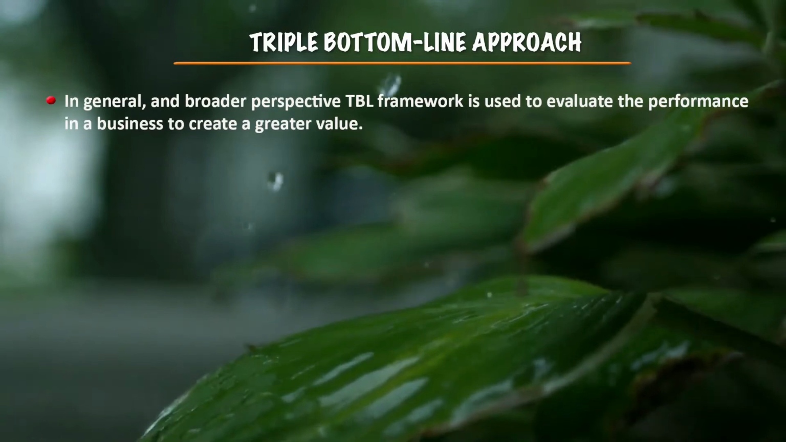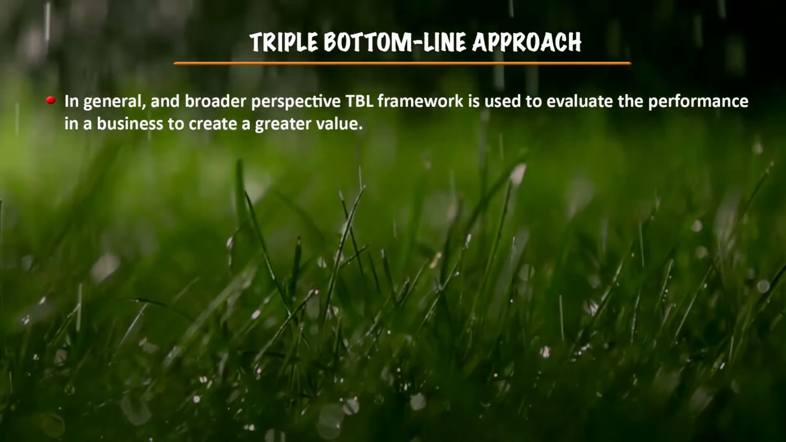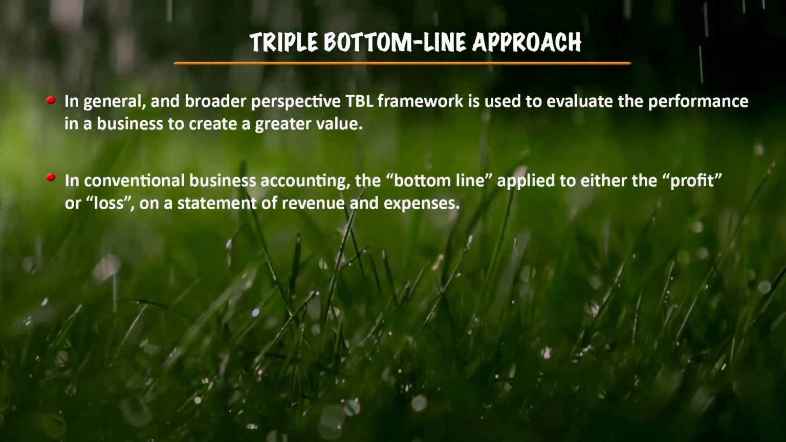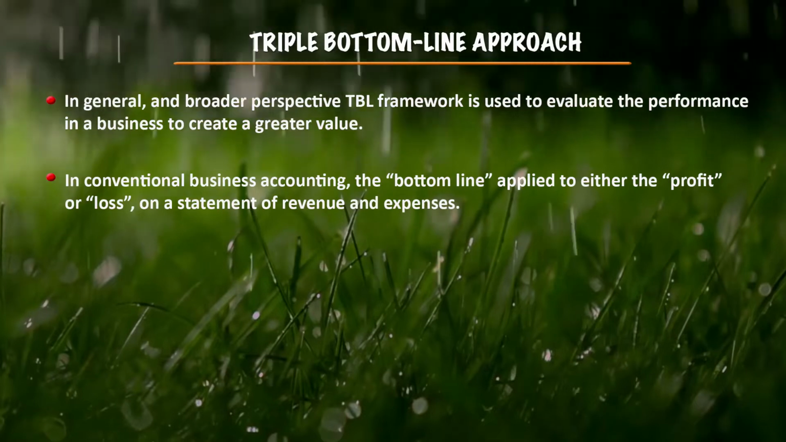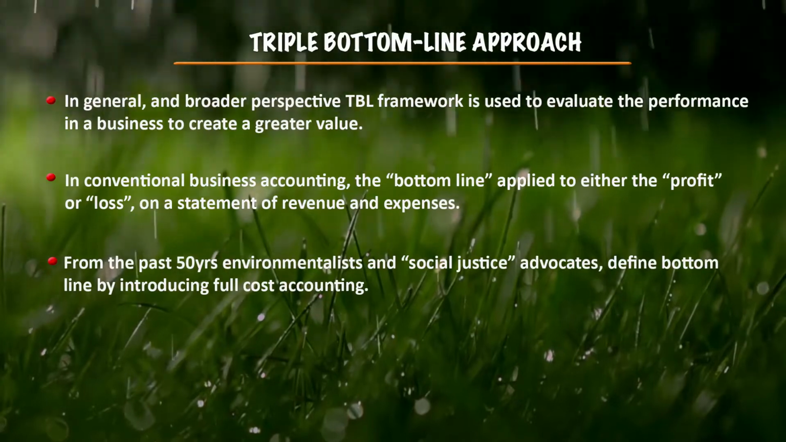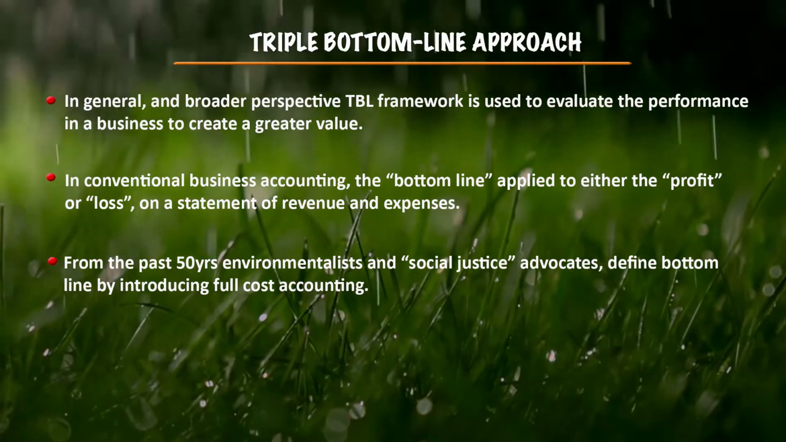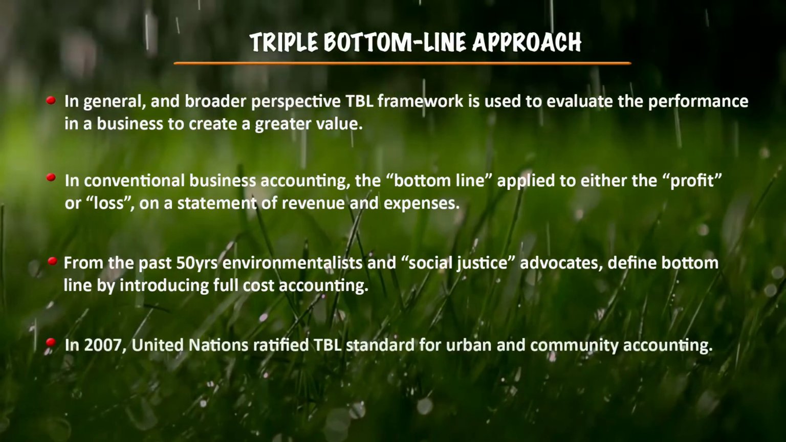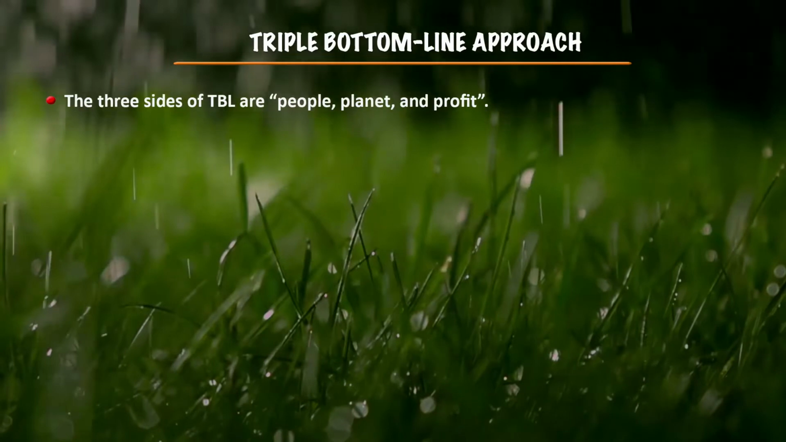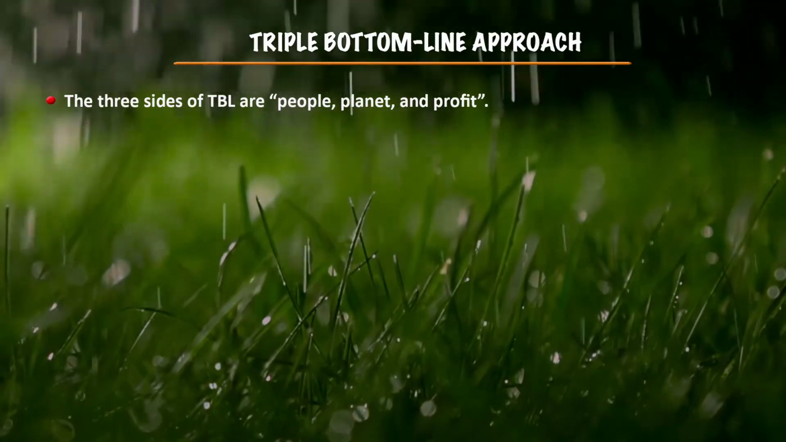In a general and broader perspective, this triple bottom line framework is used to evaluate the performance of a business to create greater value. In conventional business accounting, the bottom line is applied to either the profit or loss on a statement of revenue and expenses. Over the past 50 years, environmentalists and social justice advocates defined this bottom line by introducing full cost accounting. In 2007, the United Nations ratified the TBL standard for urban and community accounting. The three sides of TBL are people, planet and profit. Again, three P's are there.